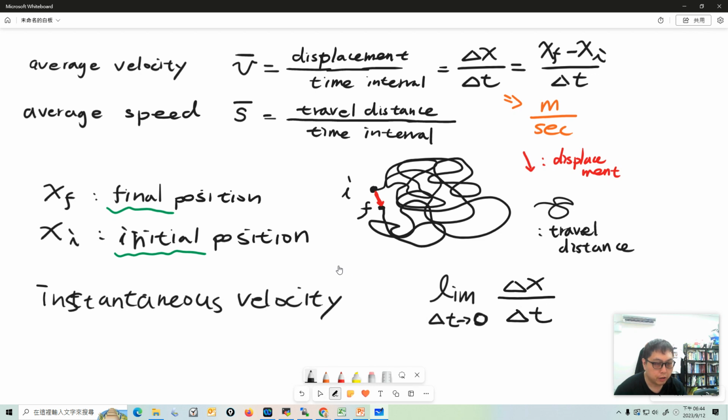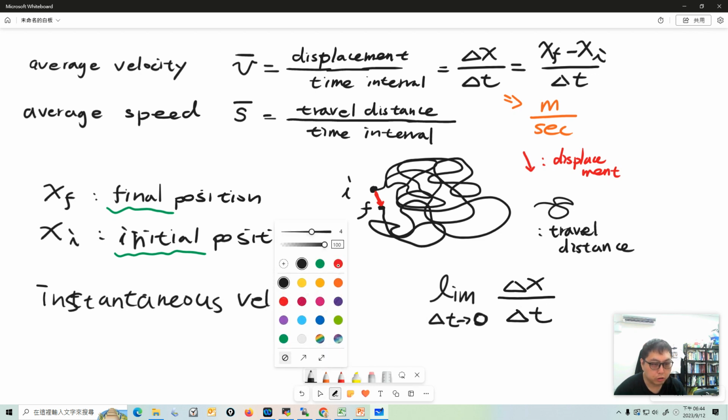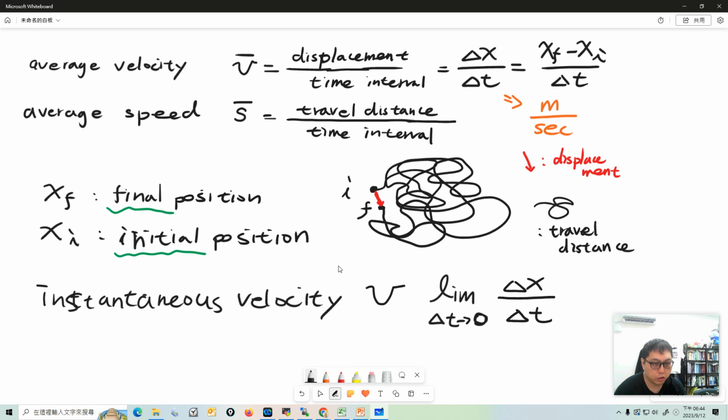The notation for instantaneous velocity is v. It's not like the average velocity, where we have a bar over the v, which means average velocity. For instantaneous velocity, we don't have the bar over v, we just write v.